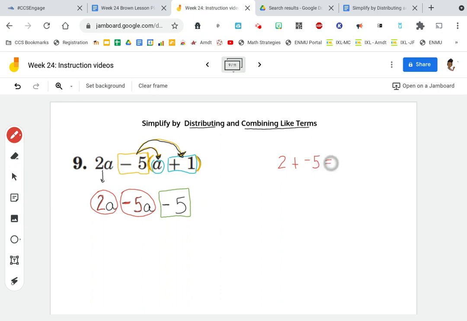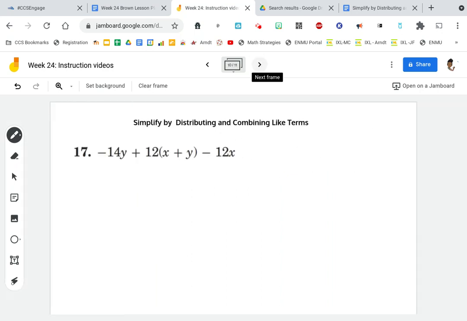So 2 plus negative 5 is negative 3. Therefore, 2a minus 5a is negative 3a. And this negative 5, I'm not doing anything with it. I'm just bringing it straight down. And that's my answer: negative 3a minus 5. I cannot combine that negative 3 and that negative 5 because they are not like terms. One contains the variable a, the other does not.